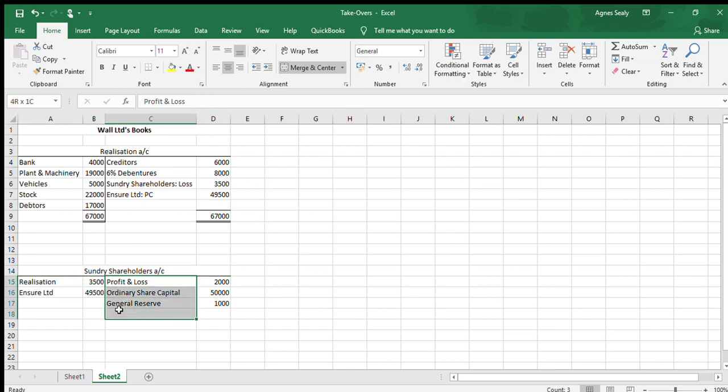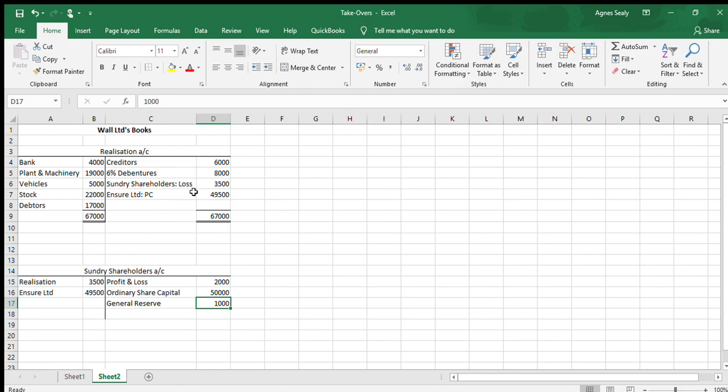We would work out, then we will close off the transfer. What we're going to do then is transfer the capital section. That's what we have done here, is transfer the capital section of WALS Limited's balance sheet to the sundry shareholders account. So we transfer the profit and loss of $2,000, the ordinary share capital of $50,000, and the general reserves of $1,000 to the sundry shareholders account. And all of these are in here because this is what belongs to the investors.